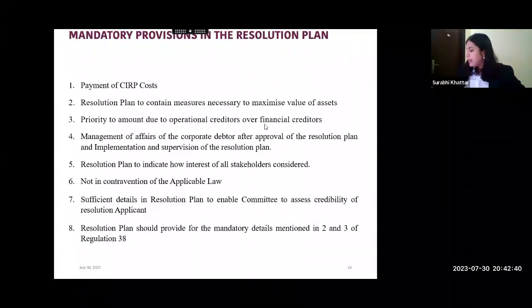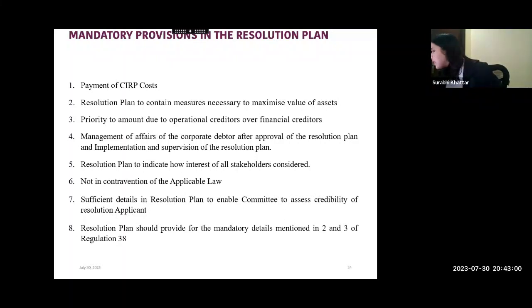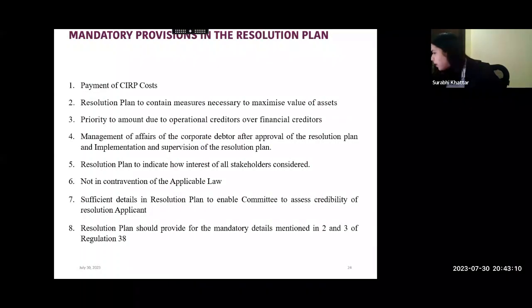Now, there are some mandatory contents of the resolution plan. These are all prescribed under the CIRP regulations, which are framed under the Insolvency and Bankruptcy Code. The resolution plan has to provide for payment of CIRP costs. Resolution plan has to provide for certain measures necessary to maximize the value of assets, priority to amount due to operational creditors over financial creditors, management of affairs of the corporate debtor after approval of the resolution plan, and implementation and supervision of the resolution plan.